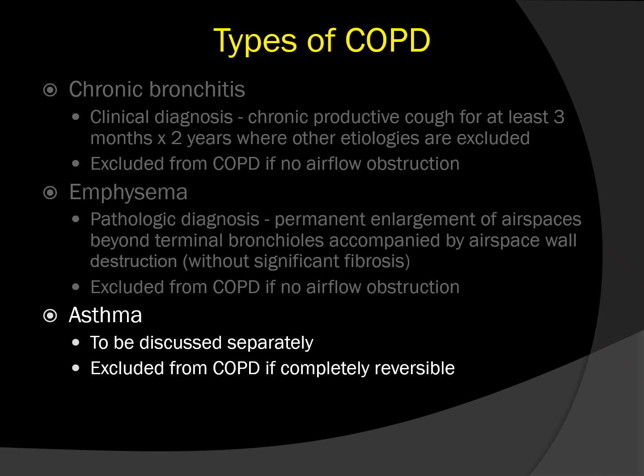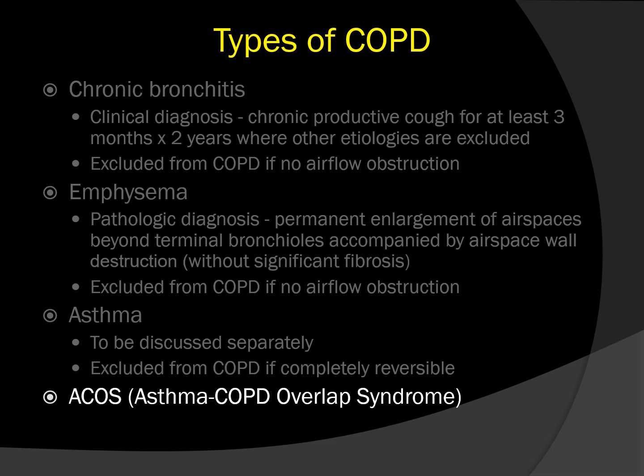Asthma is a separate topic and on occasion is part of the COPD spectrum, but for many patients, asthma stands alone and we don't include it in COPD. If it's completely reversible, we'll exclude asthma from COPD. You'll see that better in the next slide. There is asthma COPD overlap syndrome, which I'll show you soon, which has recently been renamed to ACO, just asthma COPD overlap.